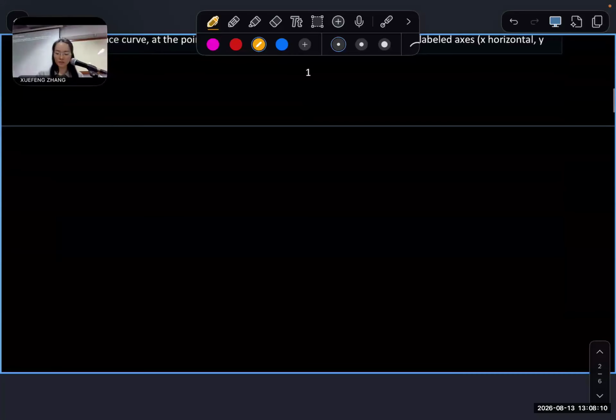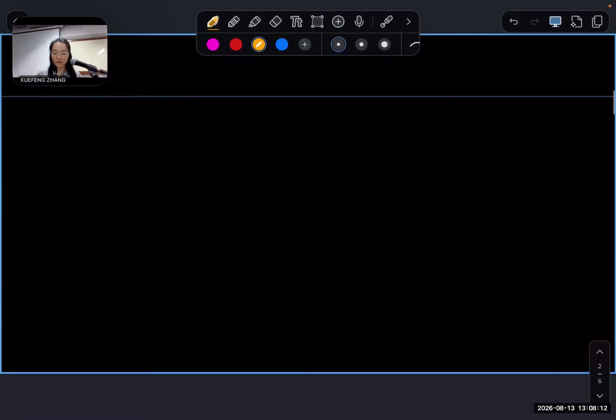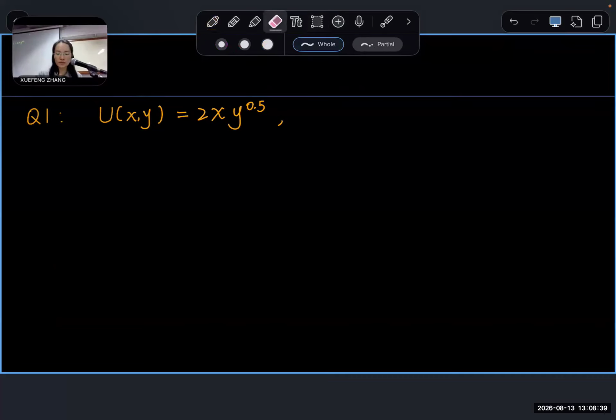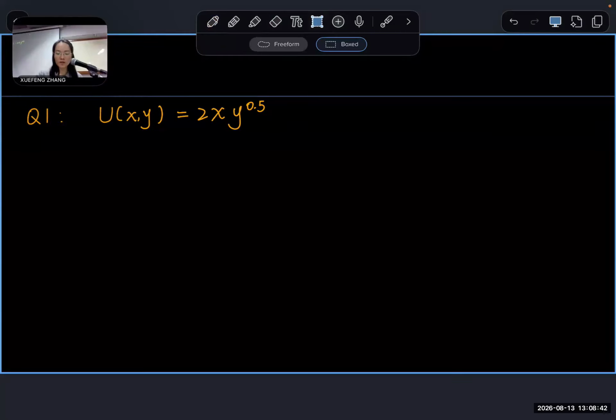So basically, the utility function is U(x, y) equal 2x y power half. You are only given this information, but you should know what is the budget constraint? What is the budget constraint?